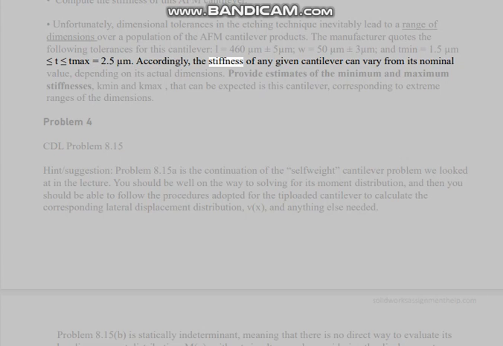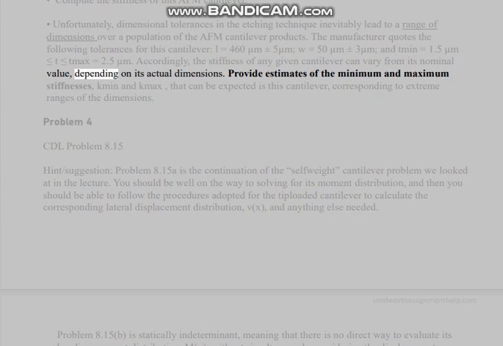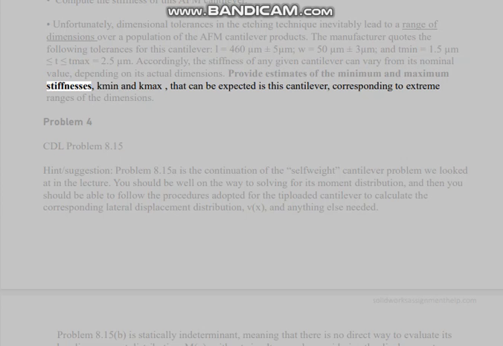Accordingly, the stiffness of any given cantilever can vary from its nominal value, depending on its actual dimensions. Provide estimates of the minimum and maximum stiffnesses, KMIN and KMAX, that can be expected for this cantilever, corresponding to extreme ranges of the dimensions.